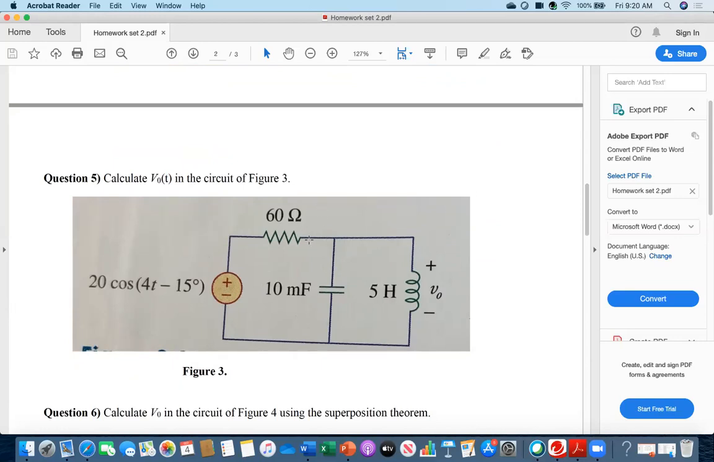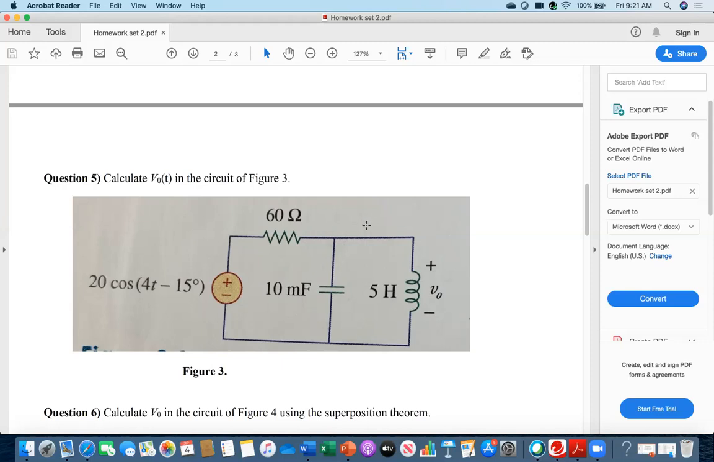Current divider rule. Because you have to find the voltage across this component, if you know how much current is flowing through this branch and then multiply it with this component, with its respective phasor domain equivalent component, not directly 5 henry. So everybody understand? If you know how much current is flowing here, because you are asked to find the voltage, that current multiplied by the respective reactance value will be the answer.